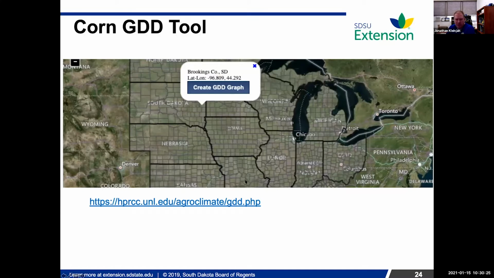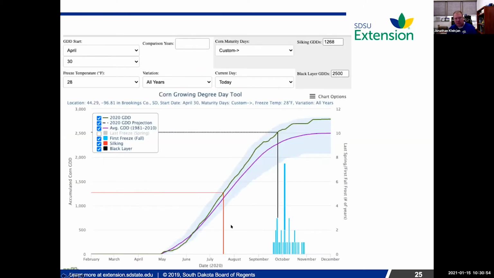I'm running out of time, so I'm just going to be really quick on this last topic. This is the corn GDD tool published by the University of Nebraska. And here's the website. I can put that in chat if people think that's a good idea. You go to the main banner page and you can click on any county in the Corn Belt. I'm sorry if you're in Pennsylvania, it's not going to work, or Kentucky, but anywhere in the main Corn Belt. So you can click on Brookings County and create a graph. And then here's what you get.